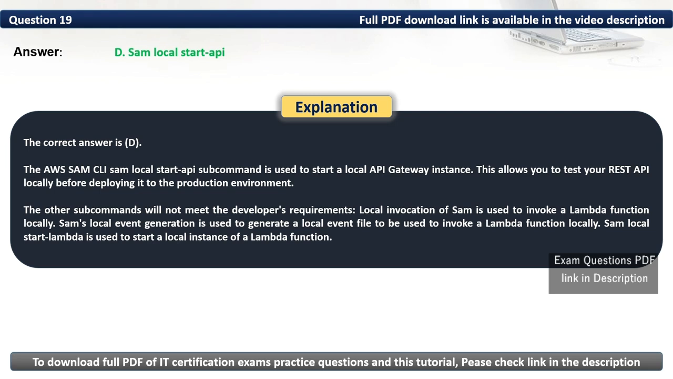The other subcommands will not meet the developer's requirements. Sam local invoke is used to invoke a Lambda function locally. Sam local generate-event is used to generate a local event file to be used to invoke a Lambda function locally. Sam local start-lambda is used to start a local instance of a Lambda function.